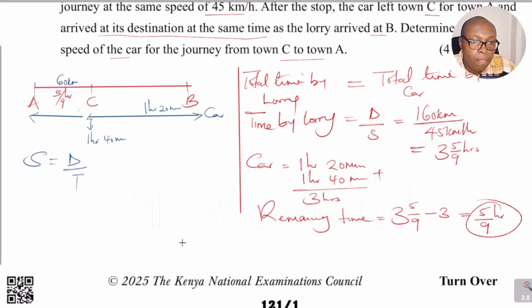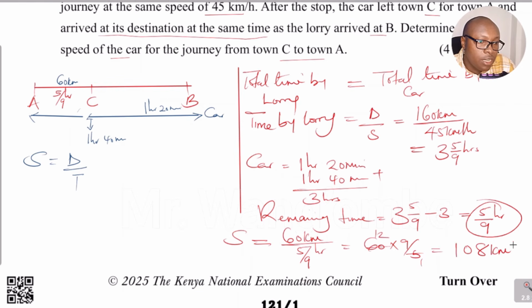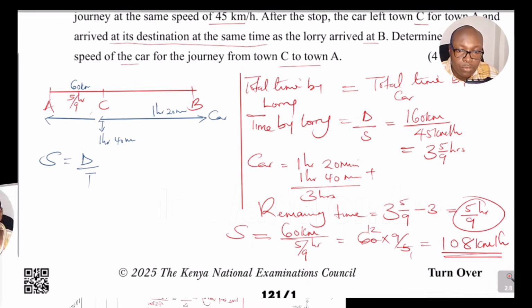And that one now gives us an easy time when you're calculating the average speed of the car. So the average speed is given by the distance from C to A, which is 60 kilometers, divided by the time taken, which is 5/9 of an hour. This gives 60 times 9/5. 5 into 60 is 12. You get 12 times 9, and this gives 108 kilometers per hour. And that is simply how you're supposed to solve that question.